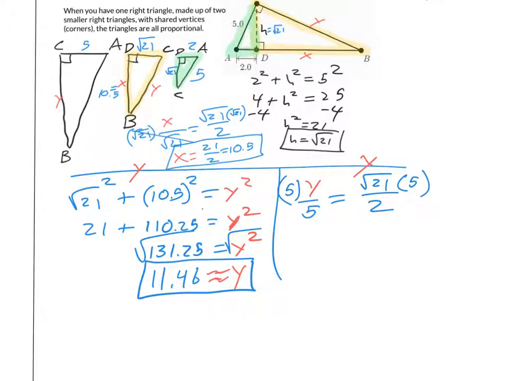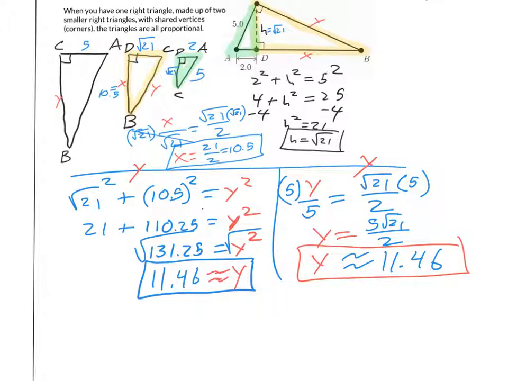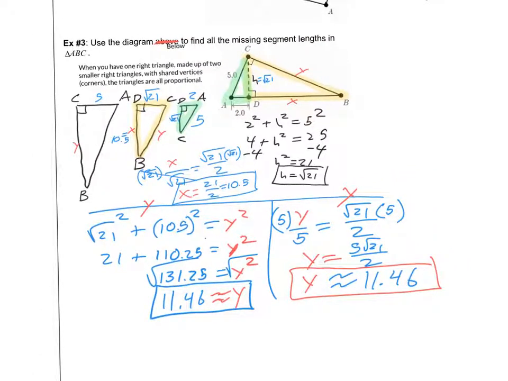With some simple algebra, I could multiply both sides by 5, and I would get that y equals 5 times the square root of 21 divided by 2. Now, I don't really know what that is, but I could plug in my calculator, and you could as well. 5 times square root 21 divided by 2 is approximately 11.46. And so you see that you get the same thing either way. My point is to show you that there's a lot of different tools that you can use to solve these problems. And so you want to be able to have access to all of your different tools.